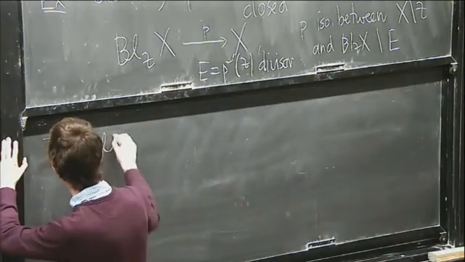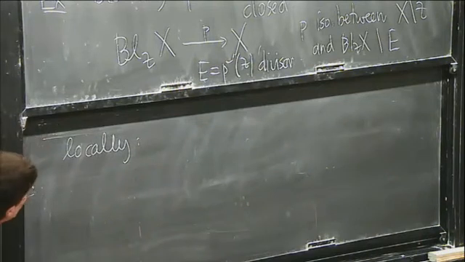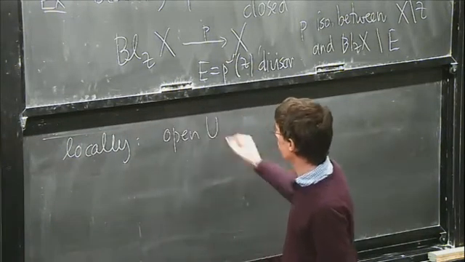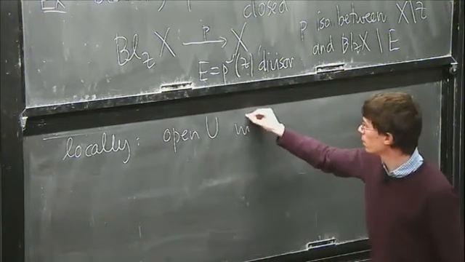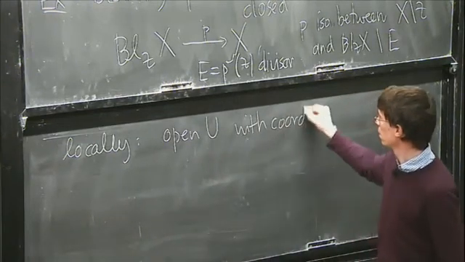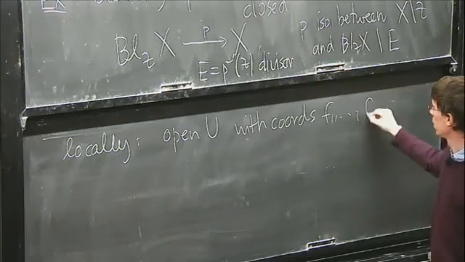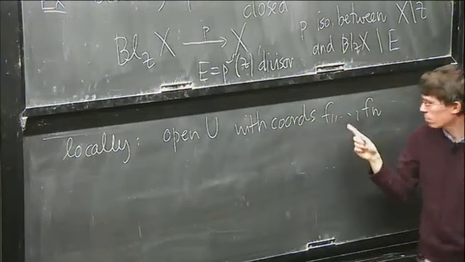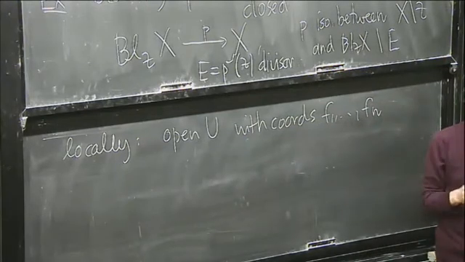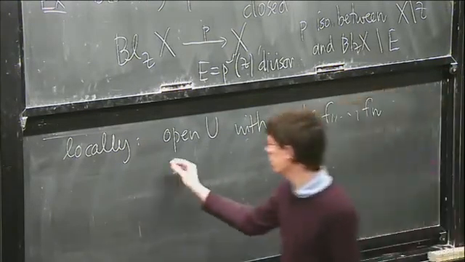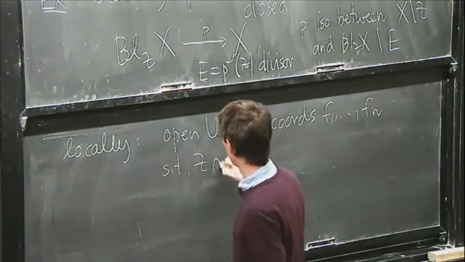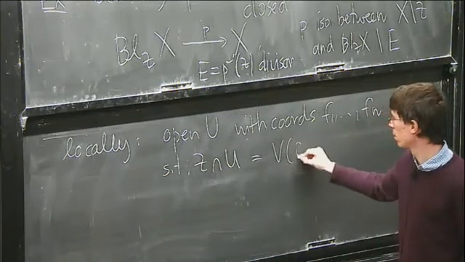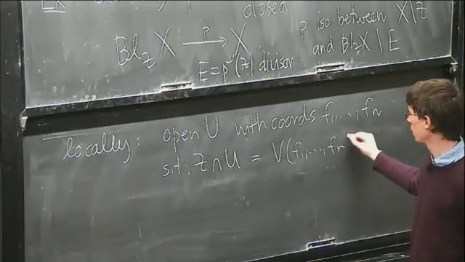So locally, what does this look like? So if I have some open set U with local coordinates, say f1 up to fn. So on this X, I choose some local coordinates, like some regular functions in some neighborhood that give me local coordinates, and such that in this open set, Z is defined by, say, the first r of these.